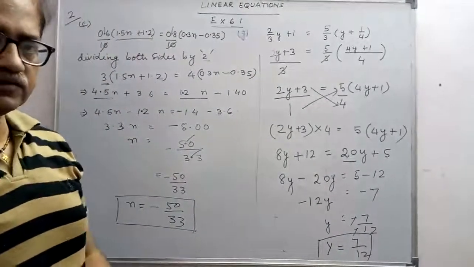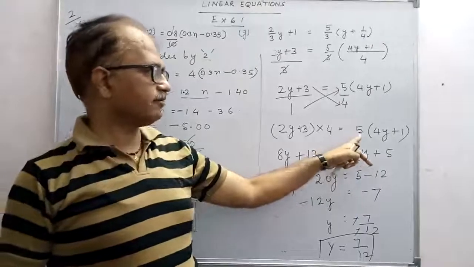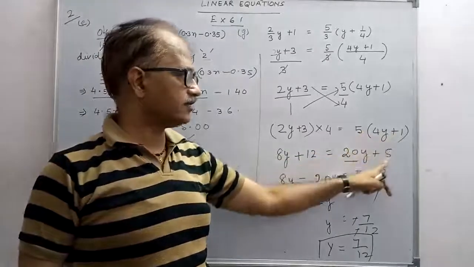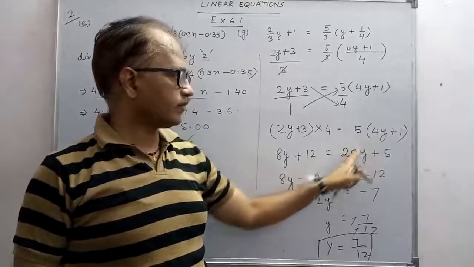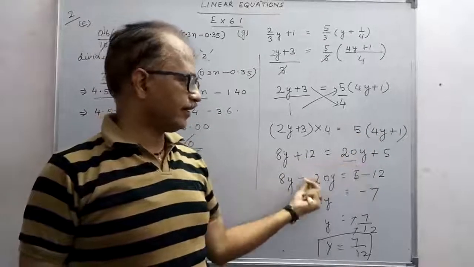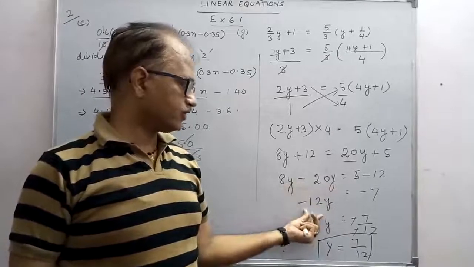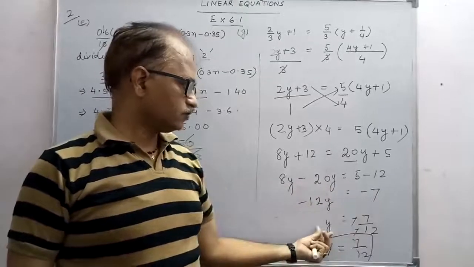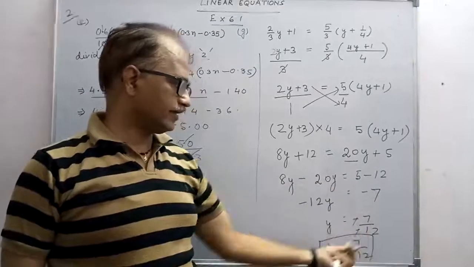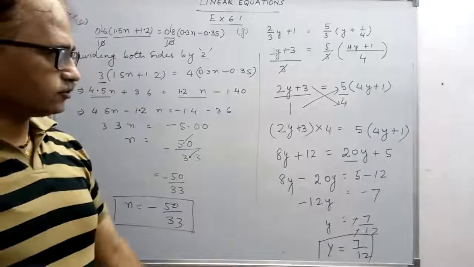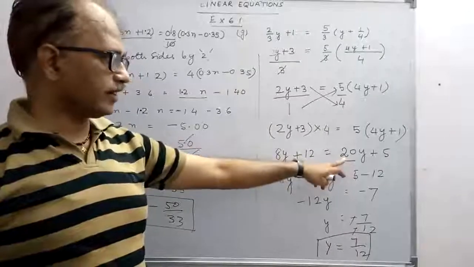Okay. Make a correction right over here. 5 into 4, 5 4s are 20. So that will give you 20y. 5 1s are 5. That is 5 here. So here it is 20. So when 20 is transposed that side, it will be minus 20. So 8y minus 20y is minus 12y. That side minus 7. So y is equal to minus 7 upon minus 12. Minus minus cancel. So y is equal to 7 upon 12. Okay. So this is not 40. This is 20. Okay.